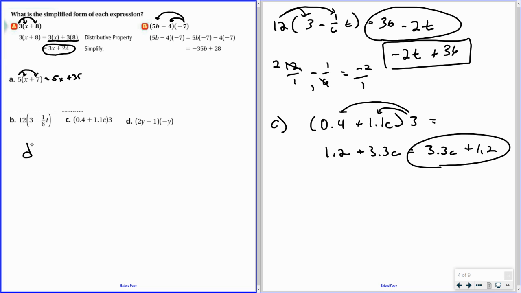Now, I've got to tell you, this whole writing it backwards stuff drives me crazy. So I'm going to write it down the correct way, putting the y in front. So negative 1y times 2y is negative 2y squared. I multiply the numbers, but I add those exponents. And negative 1y times negative 1 is positive y. So there you go. Now we're cooking here. We got a couple of them done.